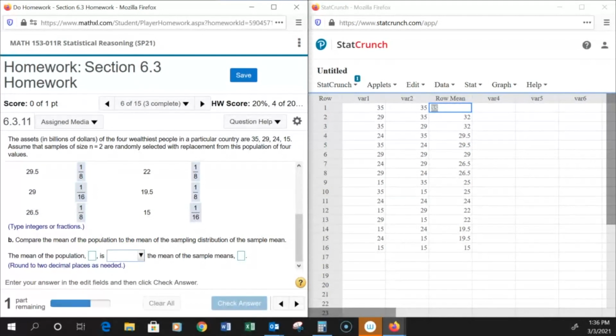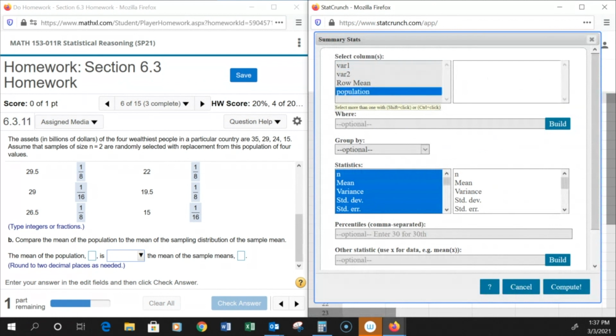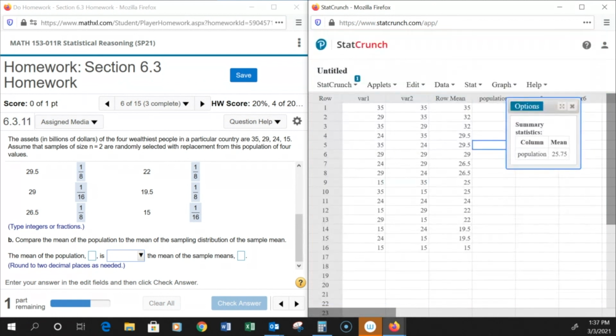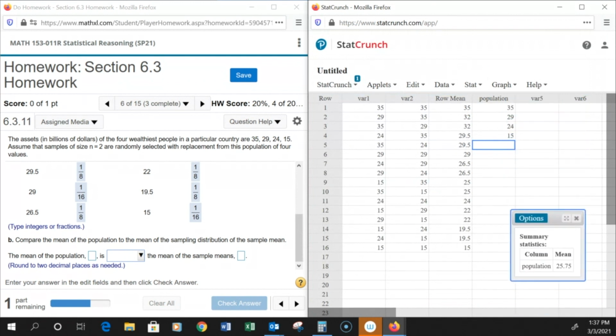Compare the mean of the population to the mean of the sampling distribution. So if you wanted to do this with a calculator or in your head, it involves adding these four numbers up and dividing by 4. I think I'm just tired enough that I'll list my population here in its own column and then use my summary calculator on that column to find the mean. I got 25 3/4 as my population mean.